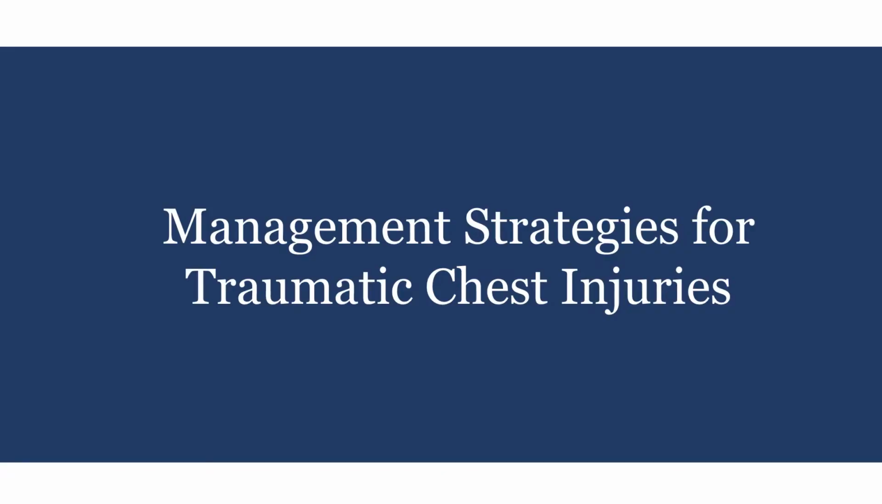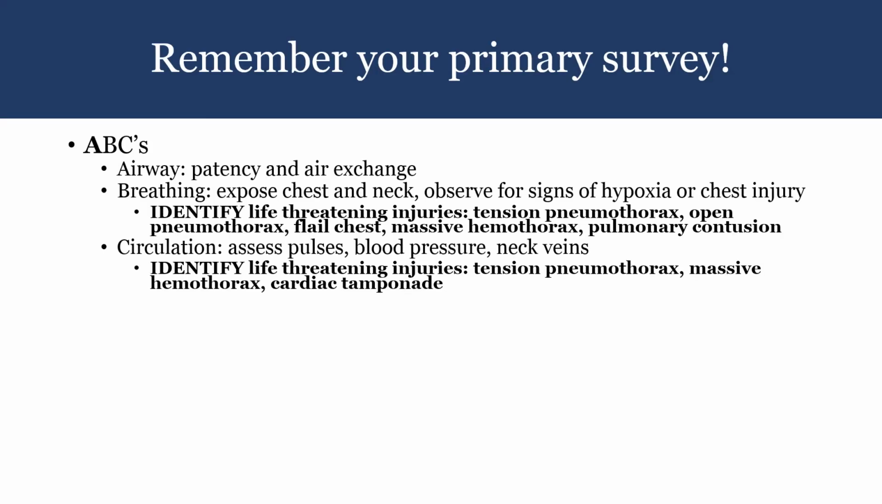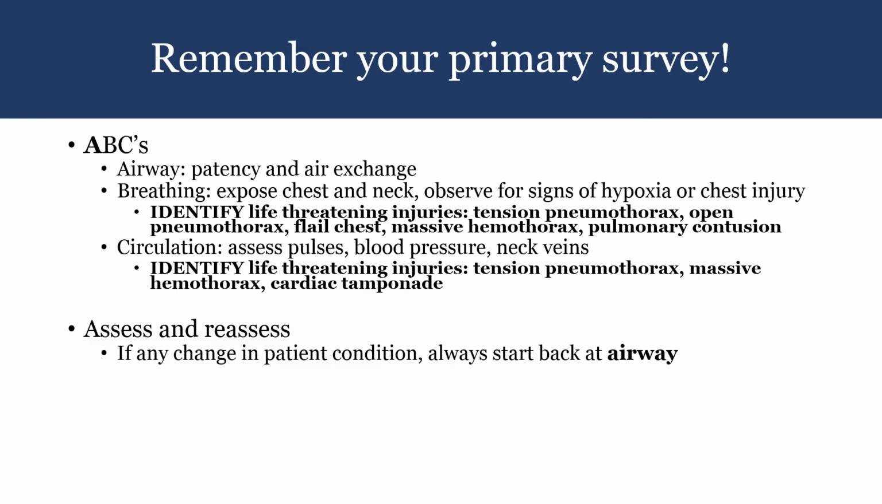Management strategies for traumatic chest injuries. One is that we always must remember our primary survey. This is the gold standard for all trauma patients. Our primary survey, our ABCs. A for airway, where we look at the patency and air exchange. Make sure that there is air exchange, where you can check with a piece of cotton on the patient's nose. B for breathing, to make sure that air goes into the chest and comes out.